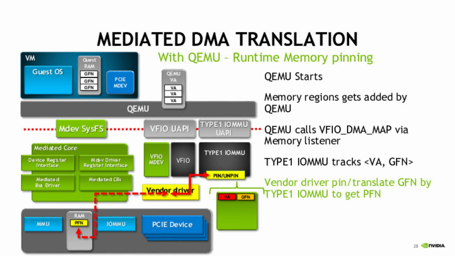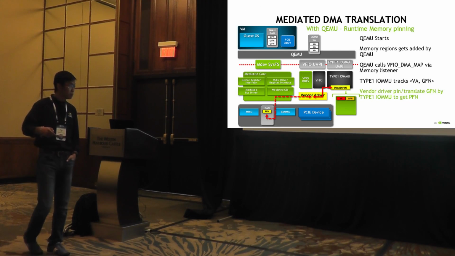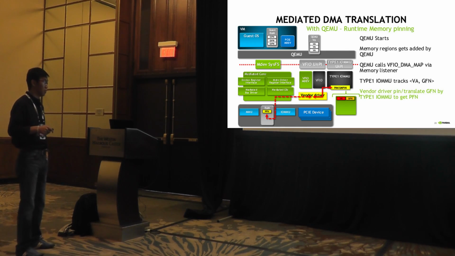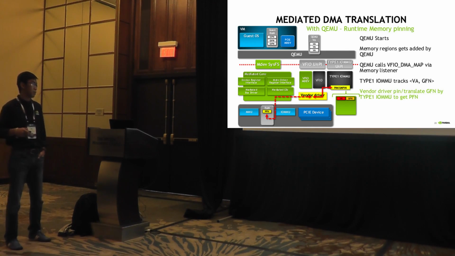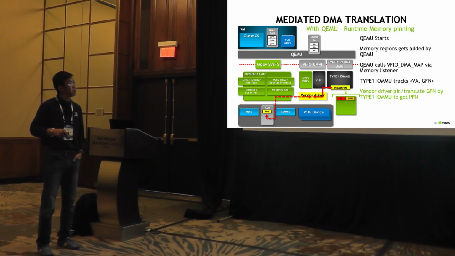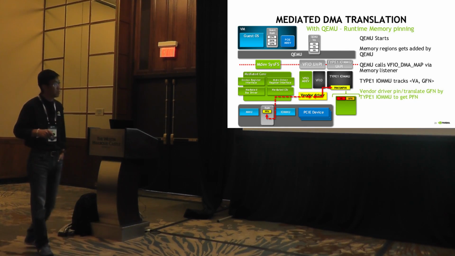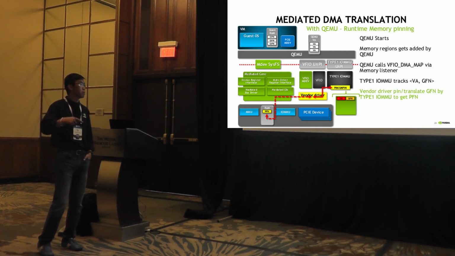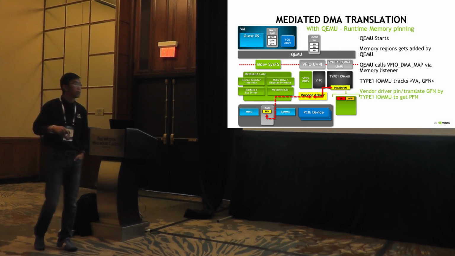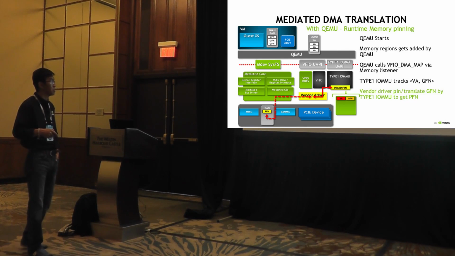Then at runtime, when the vendor driver says, I'm going to do DMA to a specific guest physical memory, it needs to call this new API to the type 1 IOMMU and say, I want to pin some specific guest frame number. Can you help me pin that memory and translate it back? This code will find that guest frame number, pin that memory, get the PFN, and send it back. So now the vendor driver knows what PFN it needs to map to. It's already pinned here.